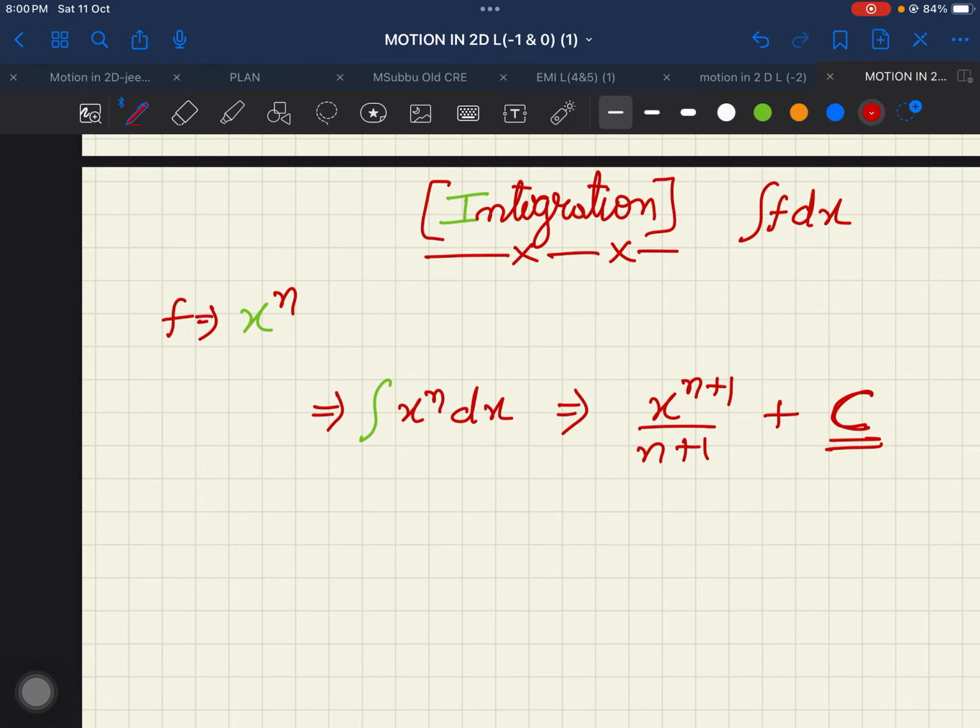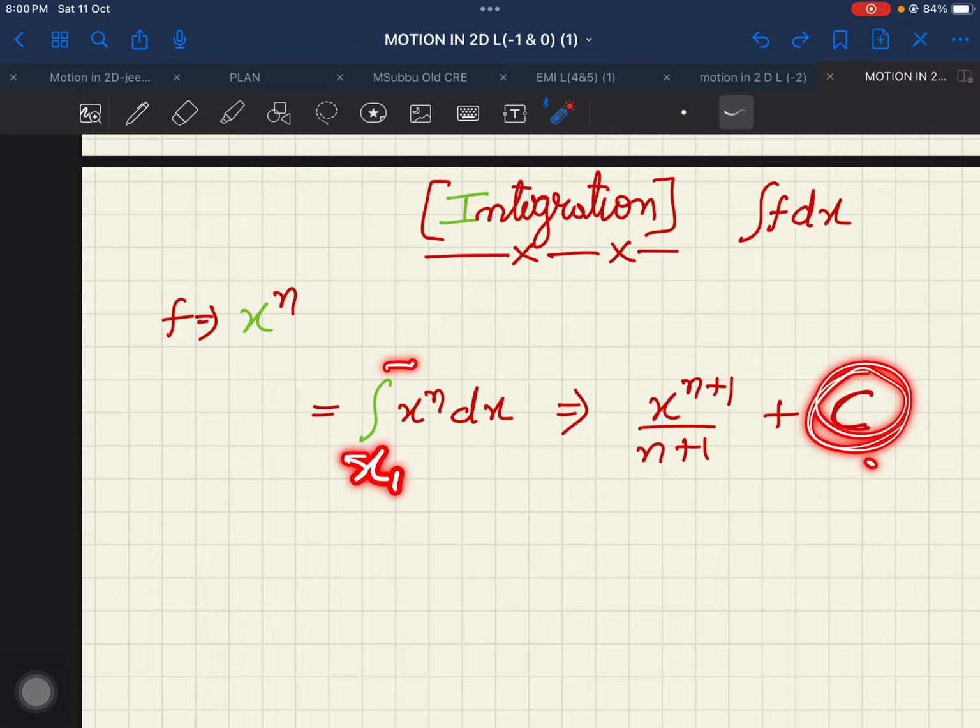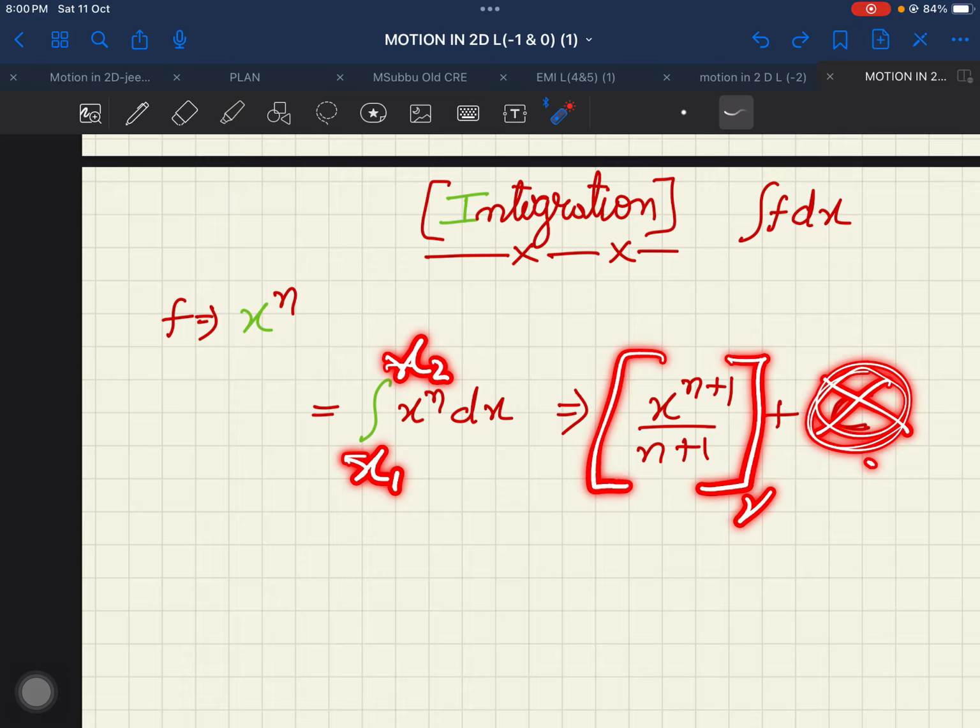Okay, if we put some limit, suppose from x1 to x2, then we don't have this constant. All right, I hope this is very clear to you. But till we don't have any limits of integration, it is only the constant c. Suppose there is a limit x1 to x2, then there will be no constant, but the limit has been applied here, x1 to x2.